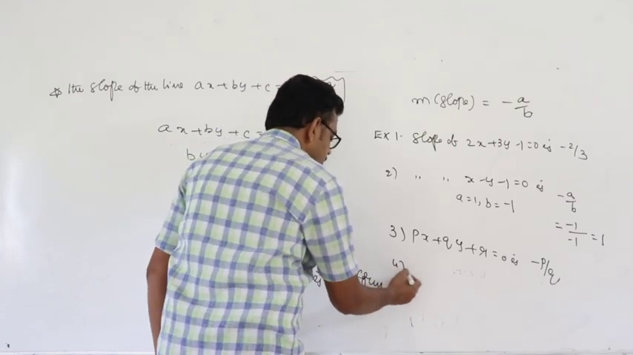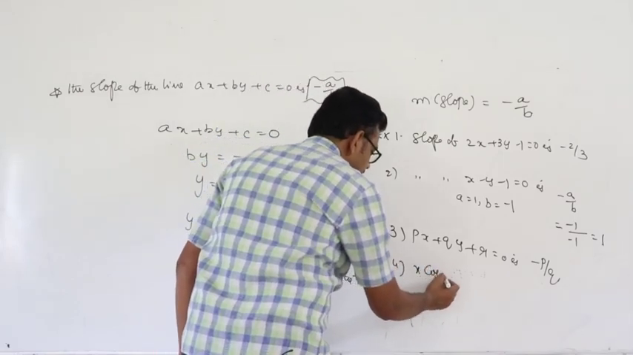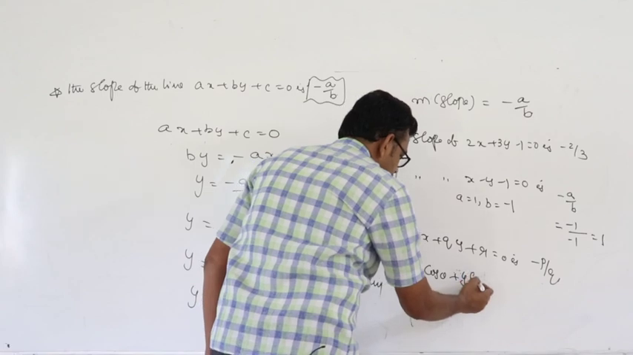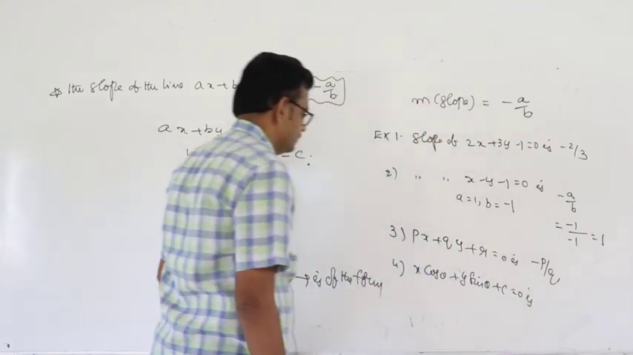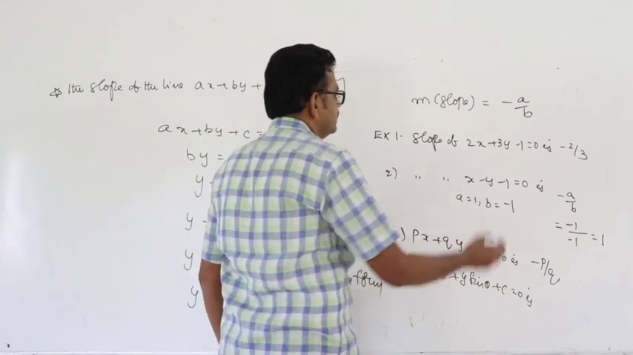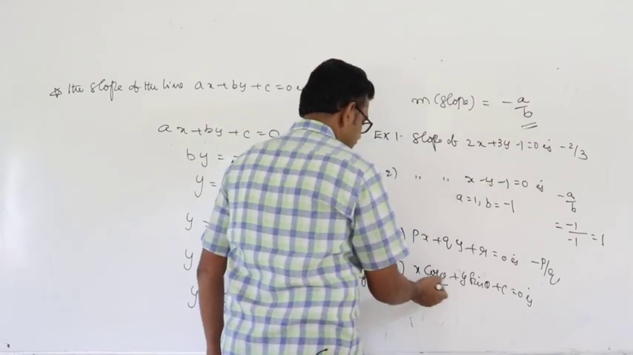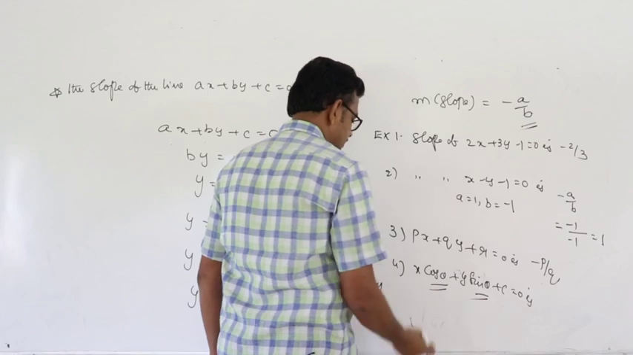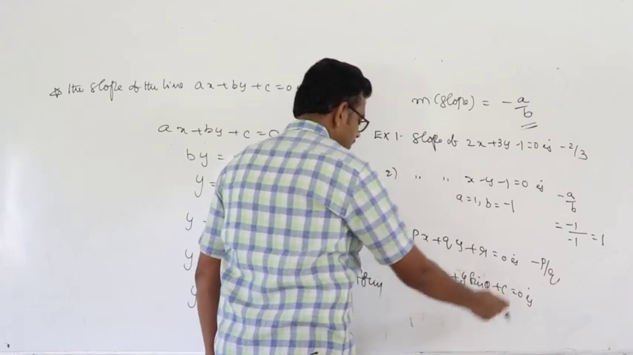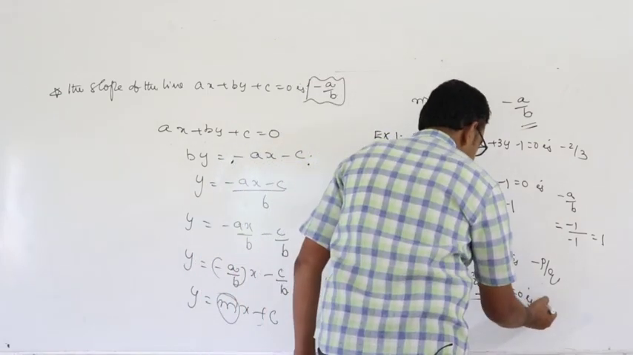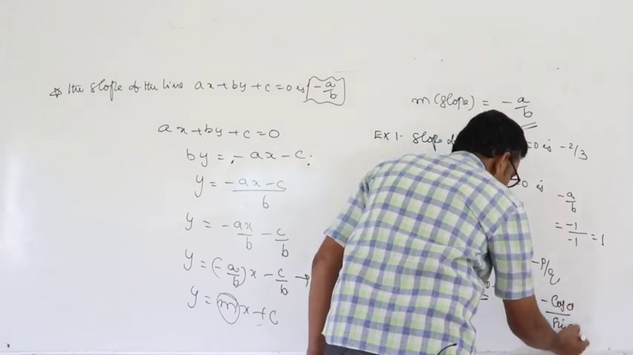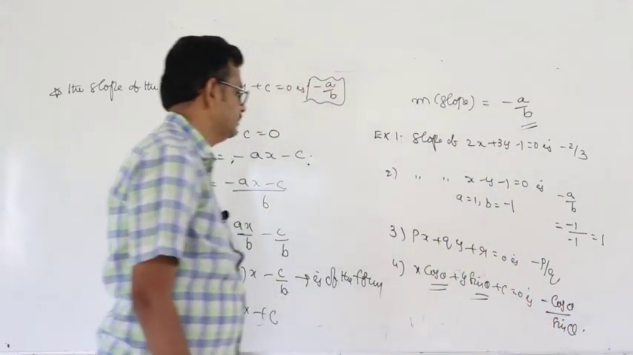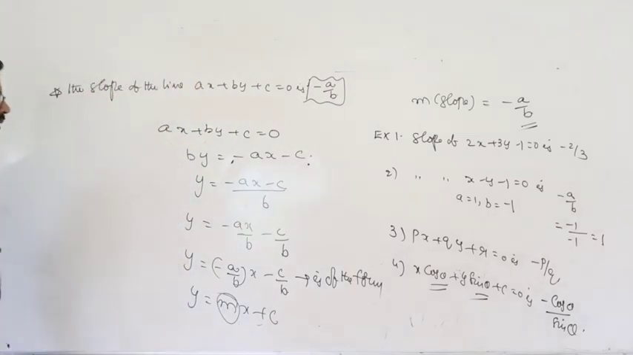Okay? The slope of x cos theta plus y sin theta plus c equal to 0 is what? The formula is minus a by b. A is cos theta, b is sin theta. So the slope is minus cos theta by sin theta.